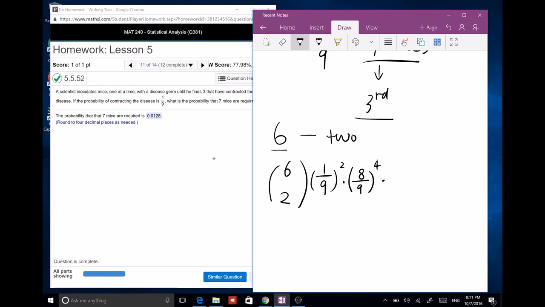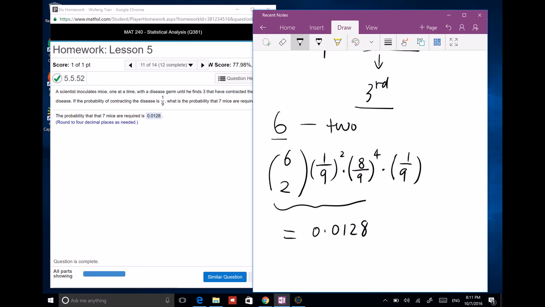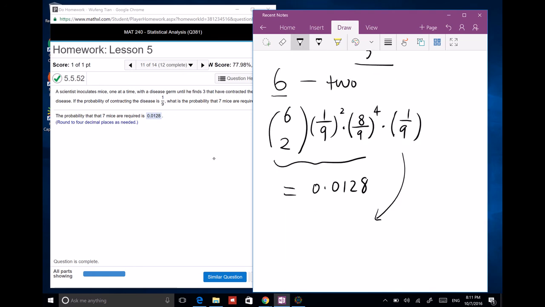But the next one, this is the 7th one. This is for the previous 6. The next 7th one will contract the disease is 1 over 9 again. So this probability will equal 0.0128. How do you use a calculator to do this? You use a calculator to do 6 factorial over 4 factorial times 2 factorial, times 1 over 9 squared, times 8 to the power 4 over 9 to the power 4, times 1 over 9. Use the calculator to do that, which should not be a big problem.